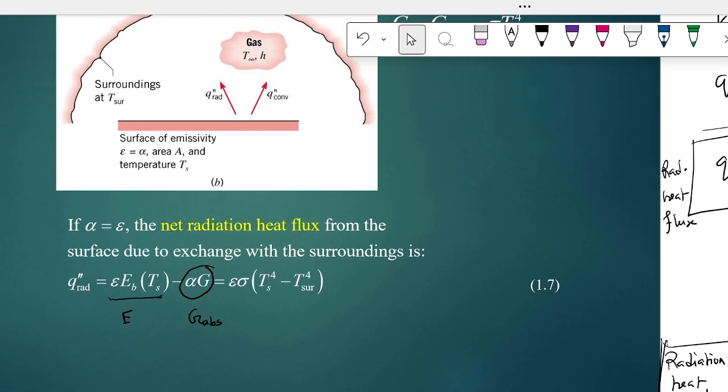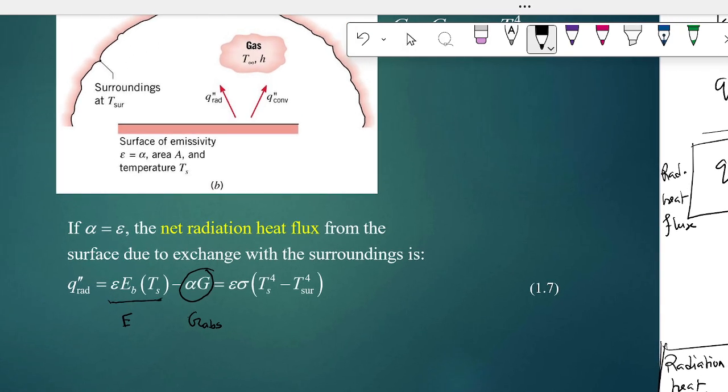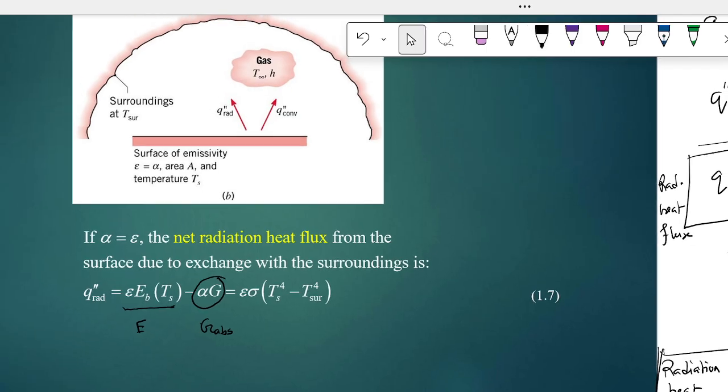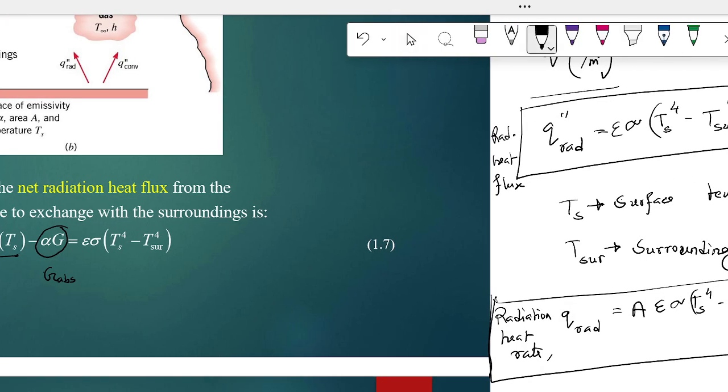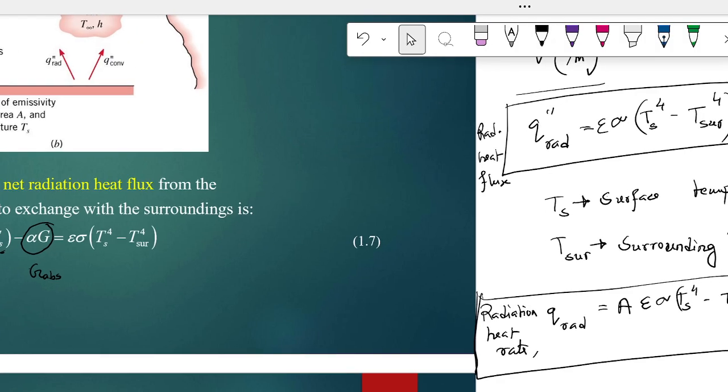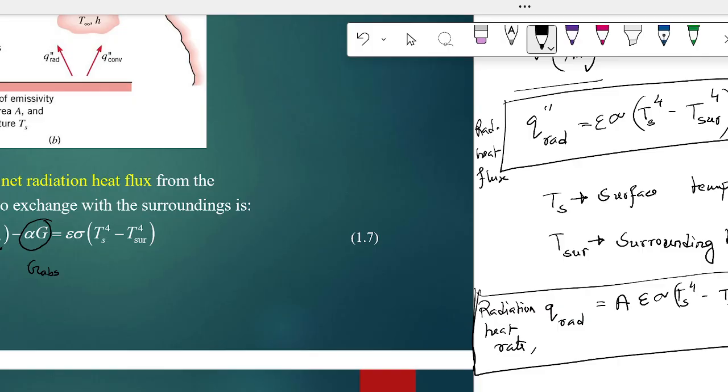All right, so now G absorption, I can write as alpha G. Now, anybody remember what this alpha is? It's called absorptivity. Let me write it on the side. Absorptivity, alpha. What could be the value of alpha? Anywhere from 0 to 1, right? Or 0 to 100%? 0 to 1.